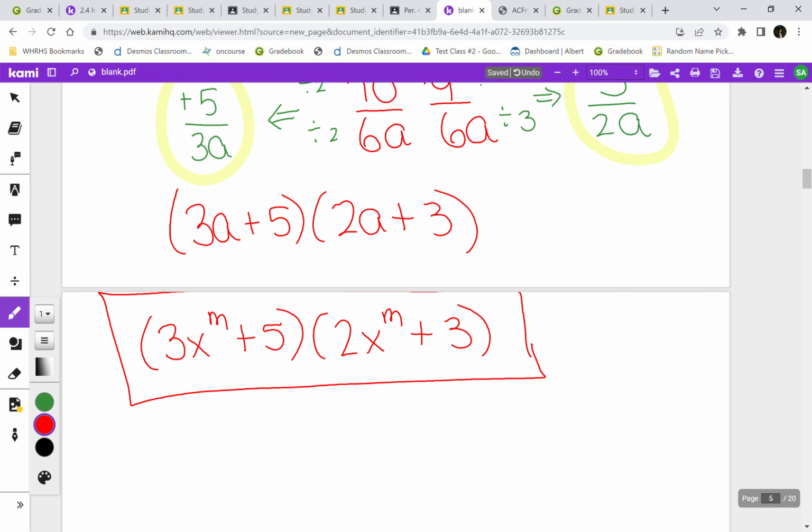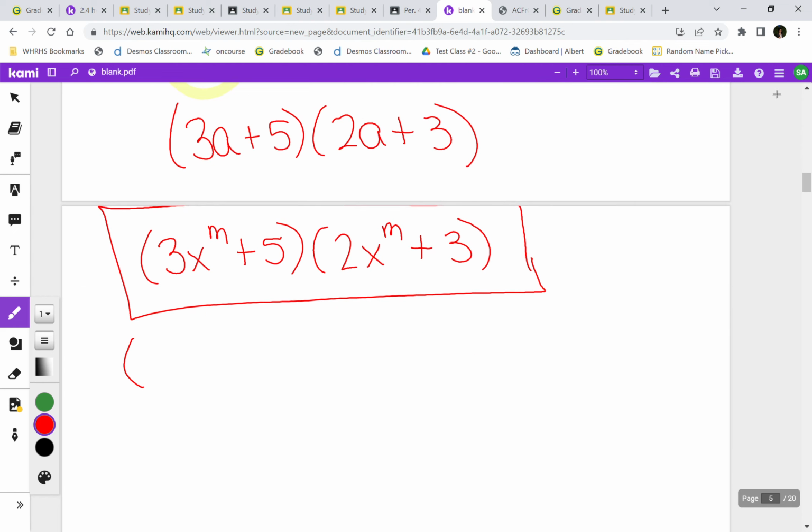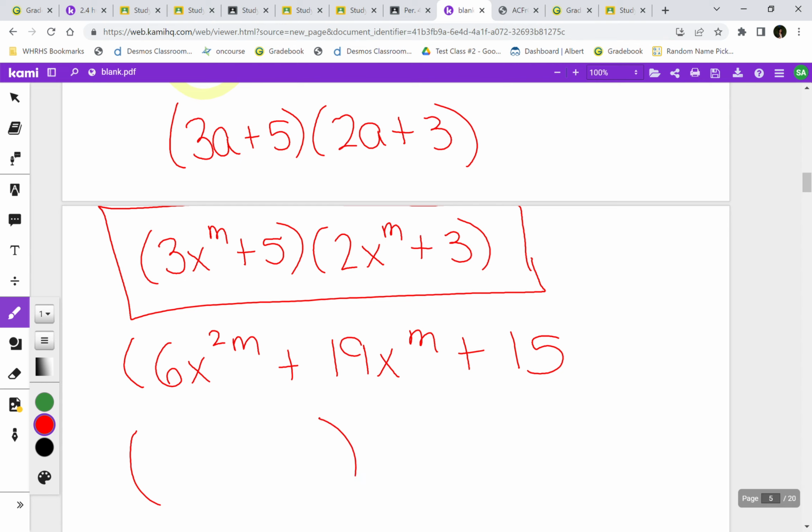Now, you can know very easily, so I'm just going to bring back the original 6x to the 2m plus 19x to the m plus 15. You can know right away, well, I'm working backwards. This is the product, I need the factors. I know what multiplies to x to the 2m, x to the m, and x to the m. You don't have to use substitution if you don't want.